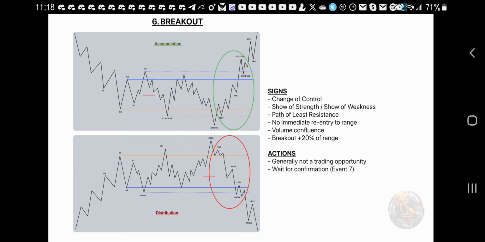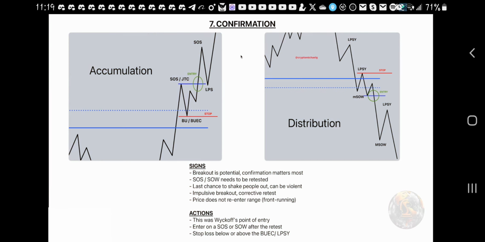Don't jump the gun at event 6. Even if you're a higher time frame trader, going in too heavy on the breakout is still breakout trading. And if you don't do breakout trading right, you just bleed money. So what do we need to see? Well, we need to see the show of strength or the show of weakness get tested for confirmation.